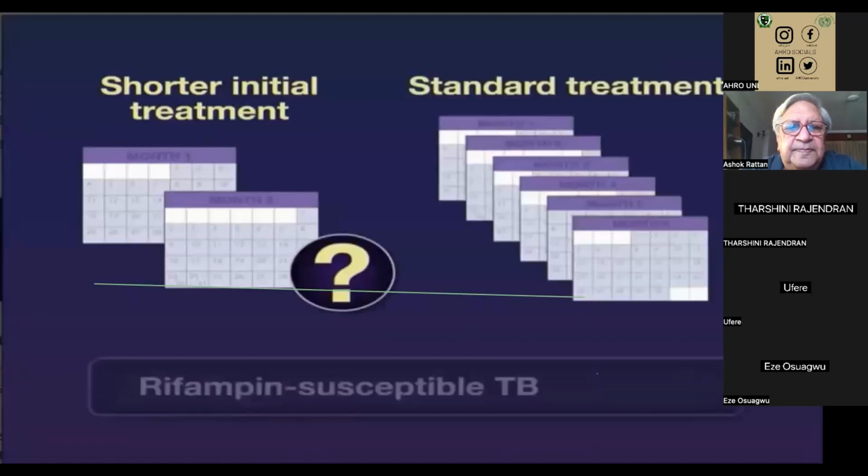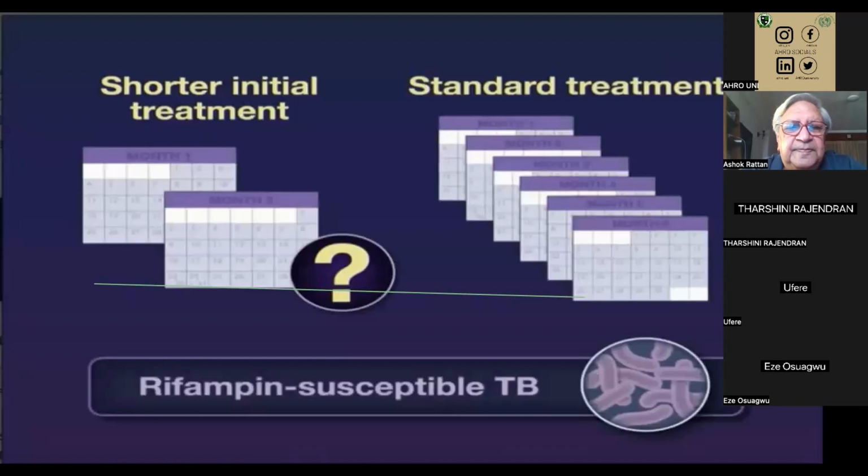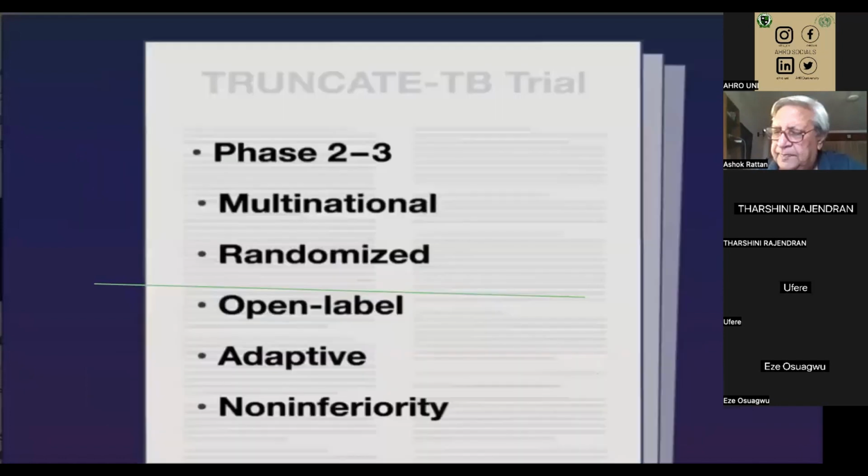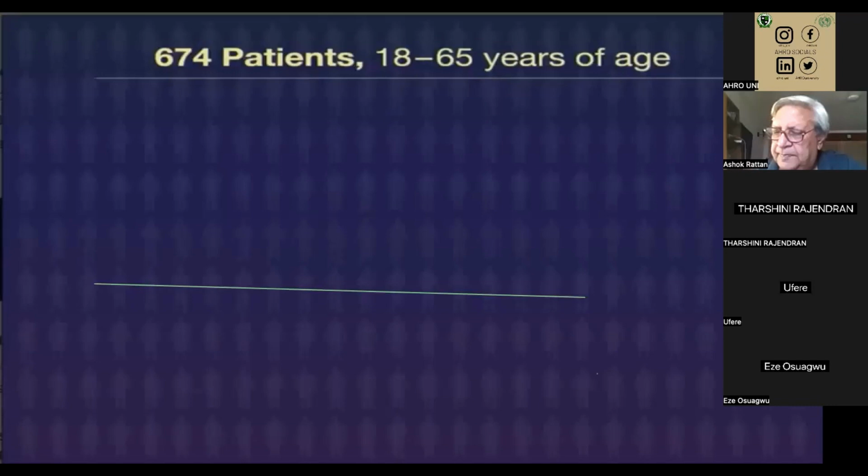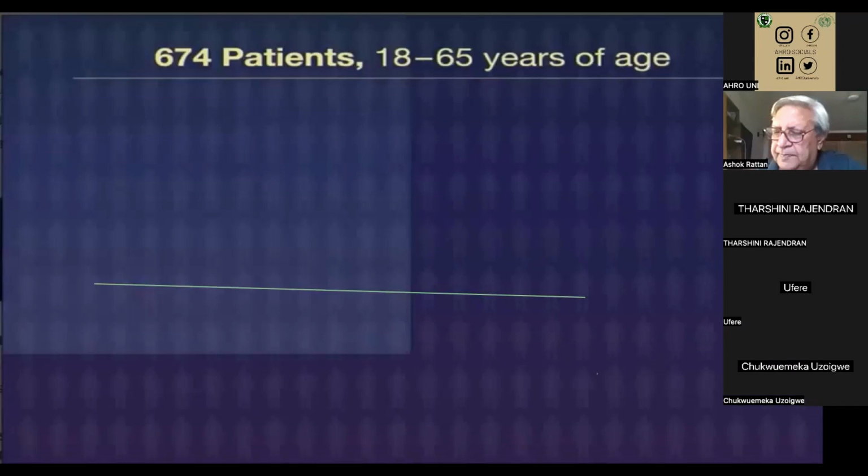In this phase 2-3 multi-randomized, open-label, adaptive non-inferiority trial, 674 patients 18 to 65 years of age were assigned to either standard treatment with a rifampin-based regimen for 24 weeks, or a strategy involving initial treatment with a novel 5-drug regimen for 8 weeks, with treatment extended for persistent disease and post-treatment monitoring with retreatment for relapse.